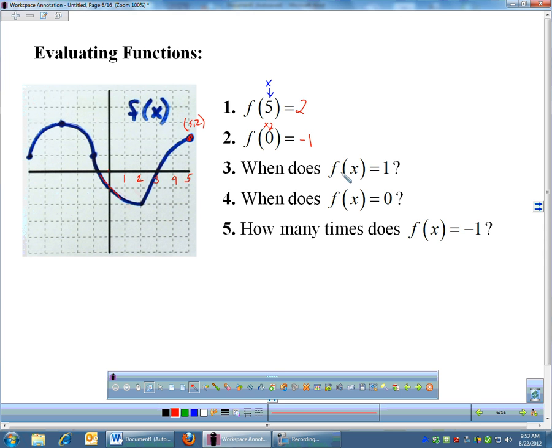Number 3, when does f of x equal 1? That's worded a little bit differently. Now, when you see f of x in its entirety, you could think of that as saying when does y equal 1? So when does y equal 1? That basically means find all the points on the graph when the y coordinate is 1. So it starts right here, and this happens at x equals -5, because at -5, my y coordinate is 1.